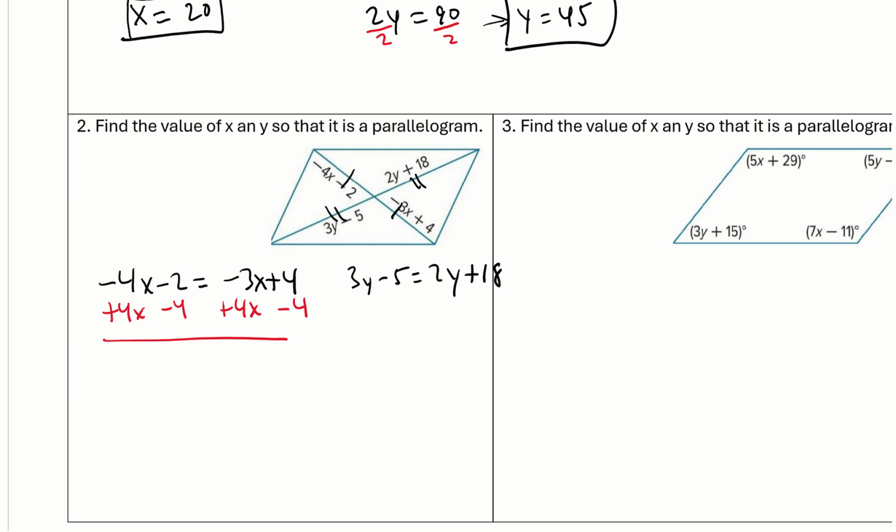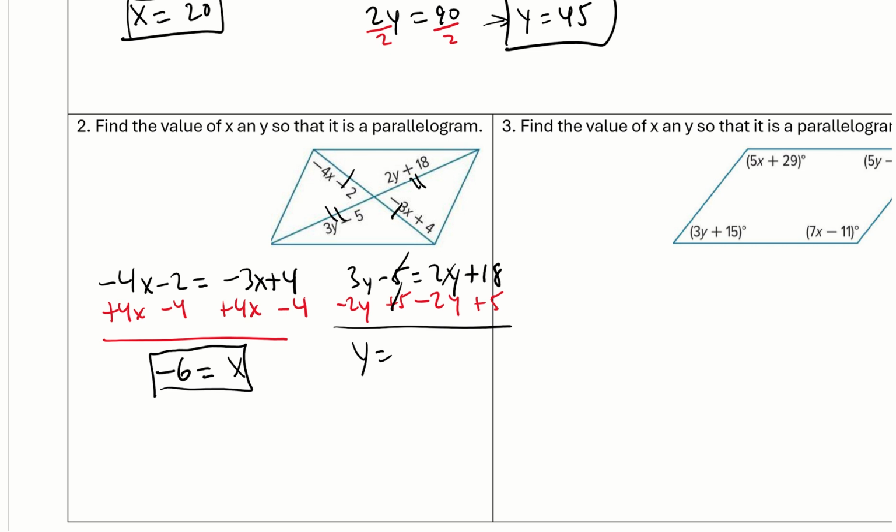All right, so we get negative 6 is equal to x. And then here I'm going to subtract 2y, and I'm going to add 5. Okay, so we get y equals 23.